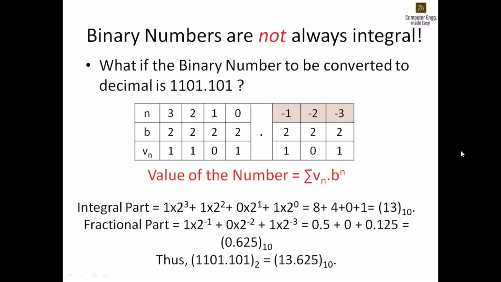So the integral part got converted to the decimal equivalent of 13 base 10, and the fractional part got converted to 0.625 base 10. So together, combining the two, we can see that 1101.101 base 2 is equivalent to 13.625 base 10.